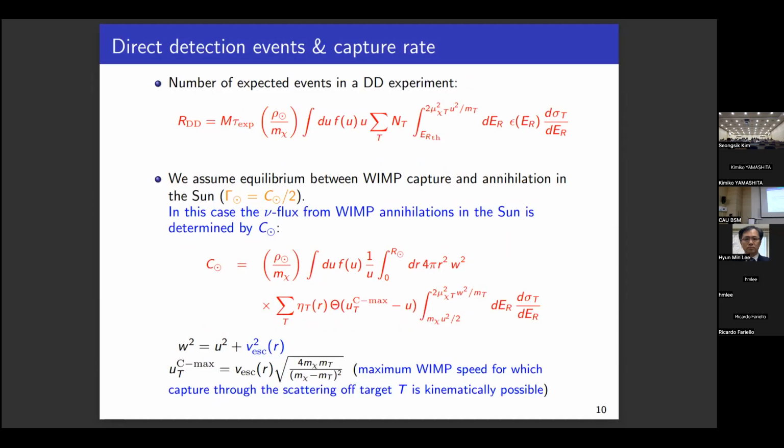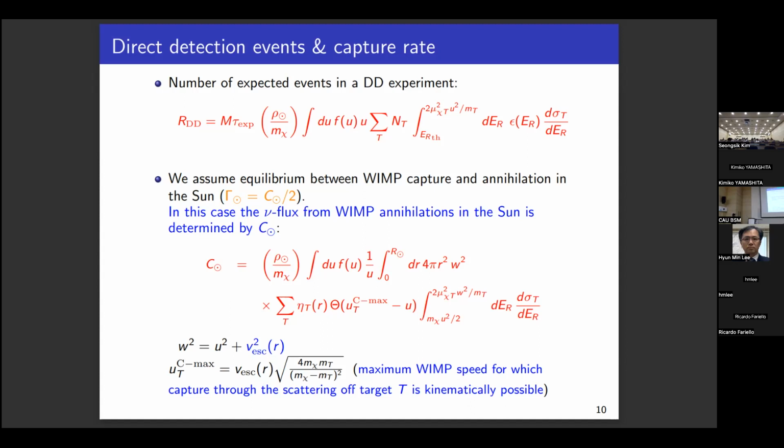And using this differential cross section, one can estimate the event rate in direct detection experiments in this way, where this epsilon is the efficiency of the detector. This is basically the number of targets per unit mass of the detector, this is the total mass of the detector, and this is the time exposure. And this rho solar is basically the local density of dark matter. Using the same differential cross section, one can also estimate the capture rate of WIMPs in the Sun, where this eta_T is the number density of various nuclear targets in the Sun.